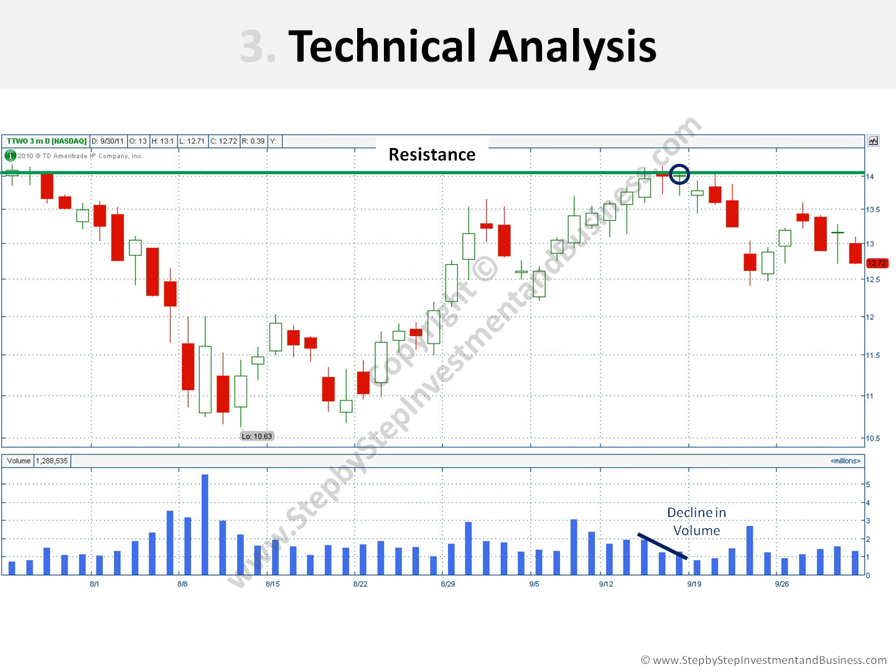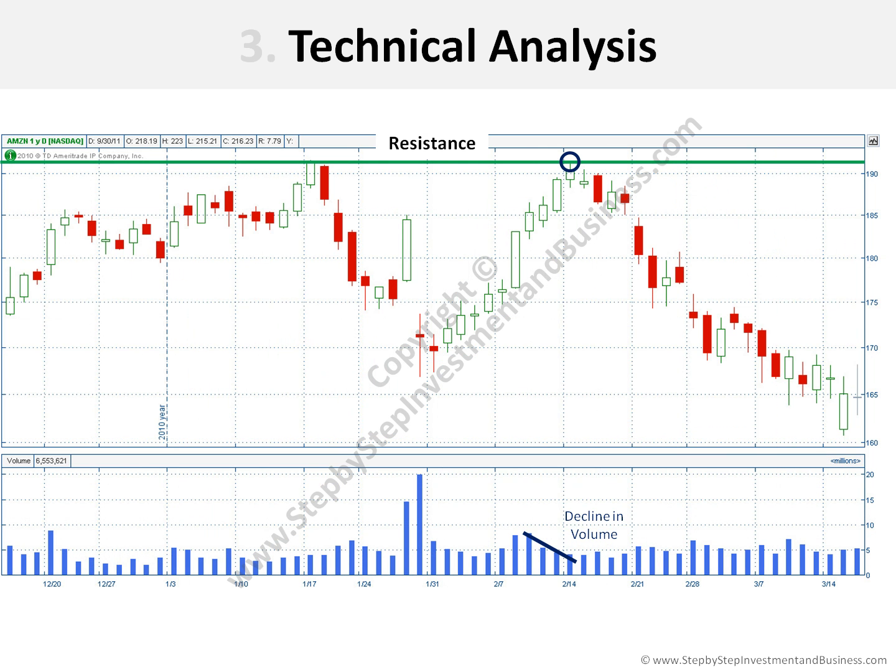Notice that the stock found resistance at the value of approximately $14. In turn, as shown in the blue circle, when the stock touched resistance, it was accompanied by a decline in volume. At that time, we were getting a clear signal of a fall in the stock price, which actually happened in the following days. In this case, we are analyzing the chart of the Amazon company.